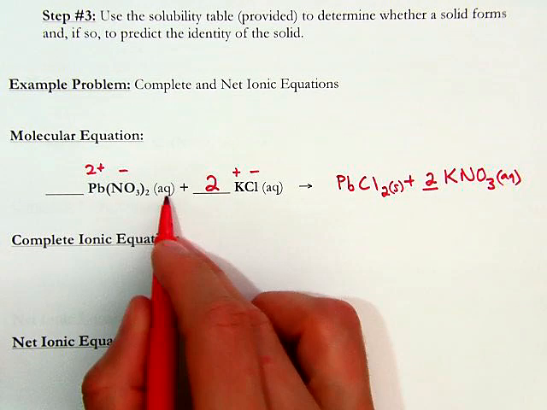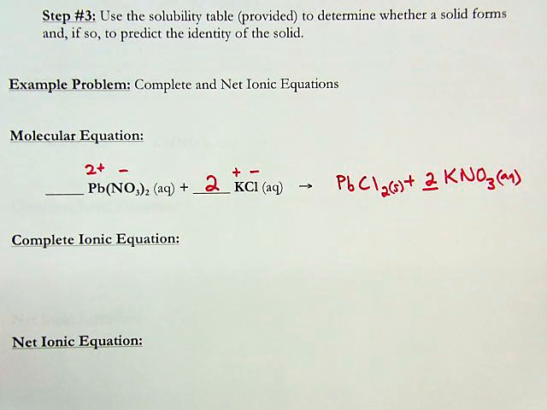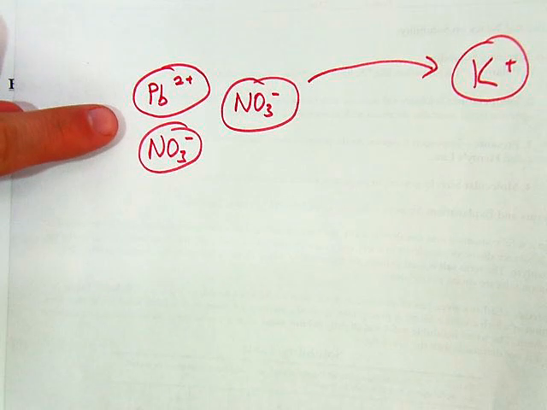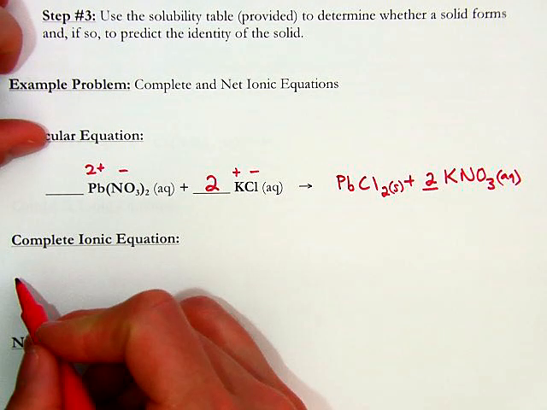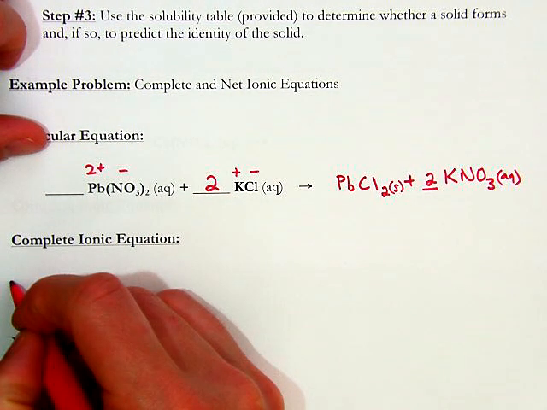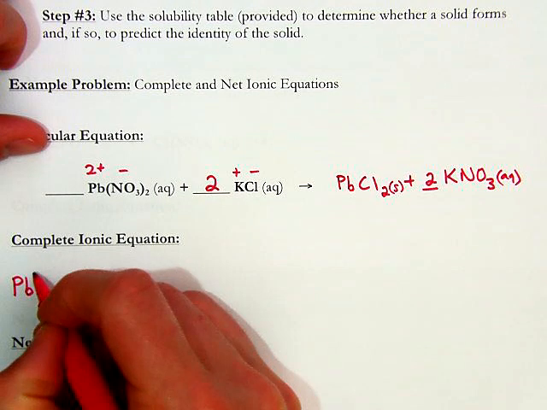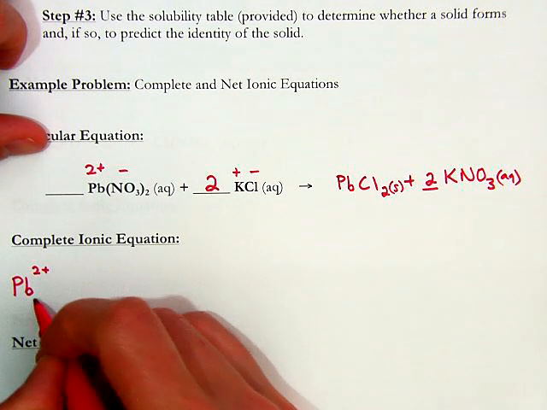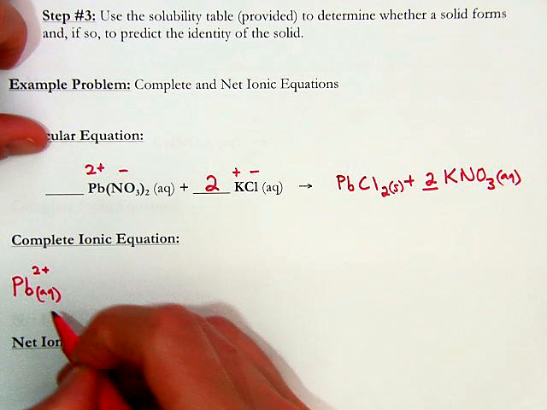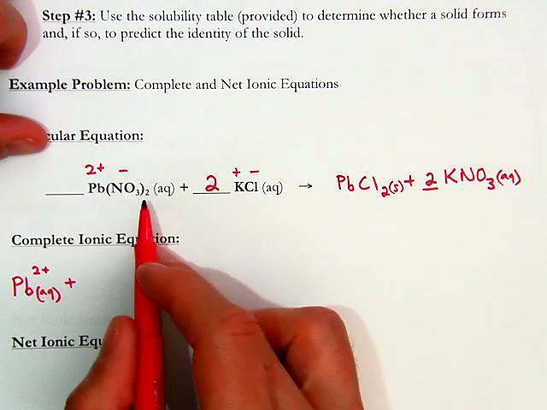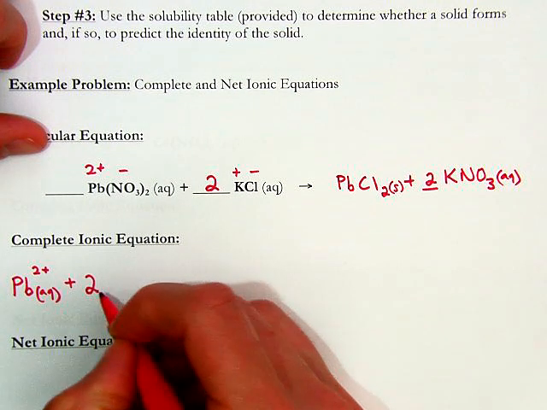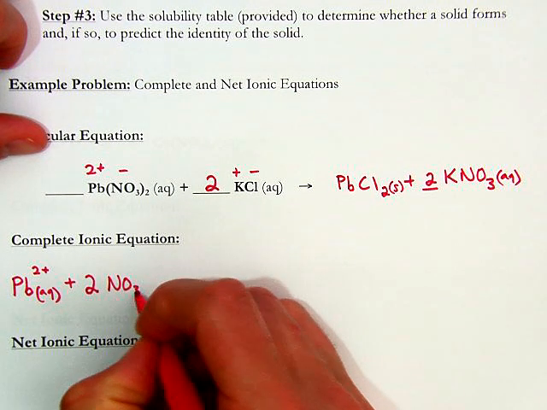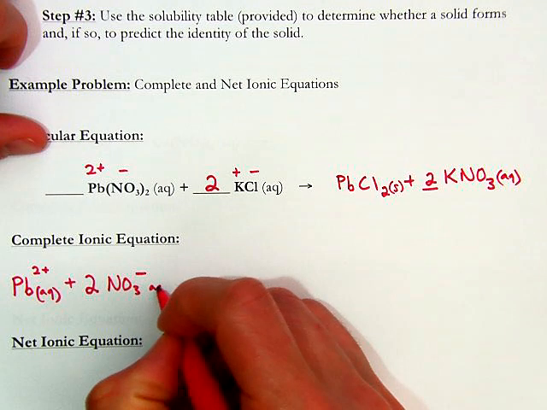Pb(NO3)2, if this is aq and this is aq, as I mentioned, that means that these things are going to be floating around as ions in solution. So writing the complete ionic equation, Pb has a charge of positive 2, and it's aq, plus I'm going to have 2 nitrates. So I'm going to write a coefficient of 2, and then I'm going to have NO3, which has a negative charge, aq.